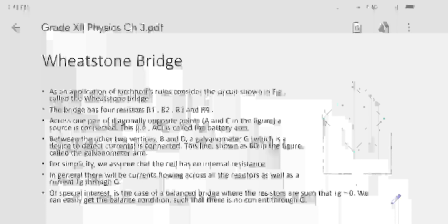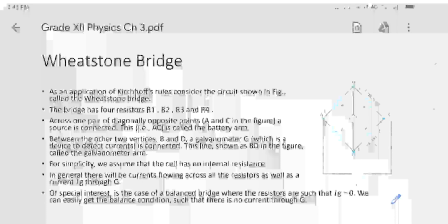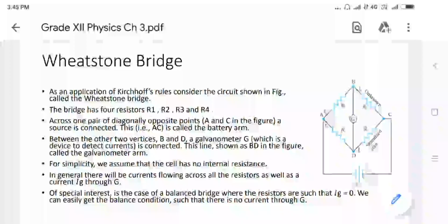Hello students, let us start our new session with the new topic, Wheatstone Bridge. Here we are going to apply Kirchhoff's rules to understand the function of the Wheatstone Bridge. Here four resistors are connected in a bridge structure.